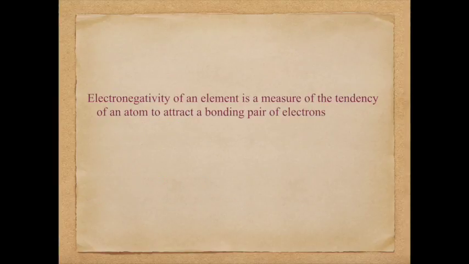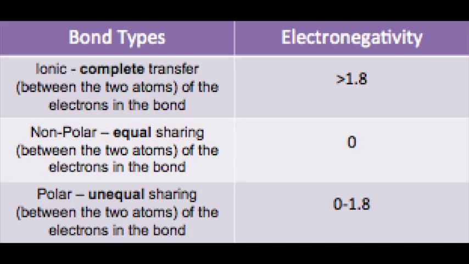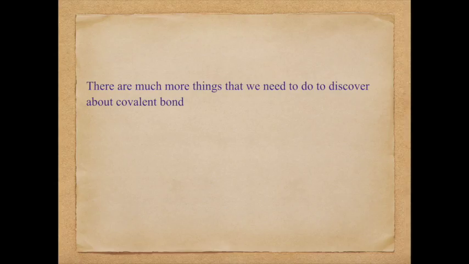Electronegativity of an element is a measure of the tendency of an atom to attract a bonding pair of electrons. Electronegativity values are useful in determining if a bond is to be classified as non-polar covalent, polar covalent, or ionic. So this is the table for electronegativity. There are 3 bond types as we know. Ionic has an electronegativity difference of more than 1.8, nonpolar has 0 electronegativity difference, while polar has 0 until 1.8. There is much more that we need to do to discover about covalent bonds.